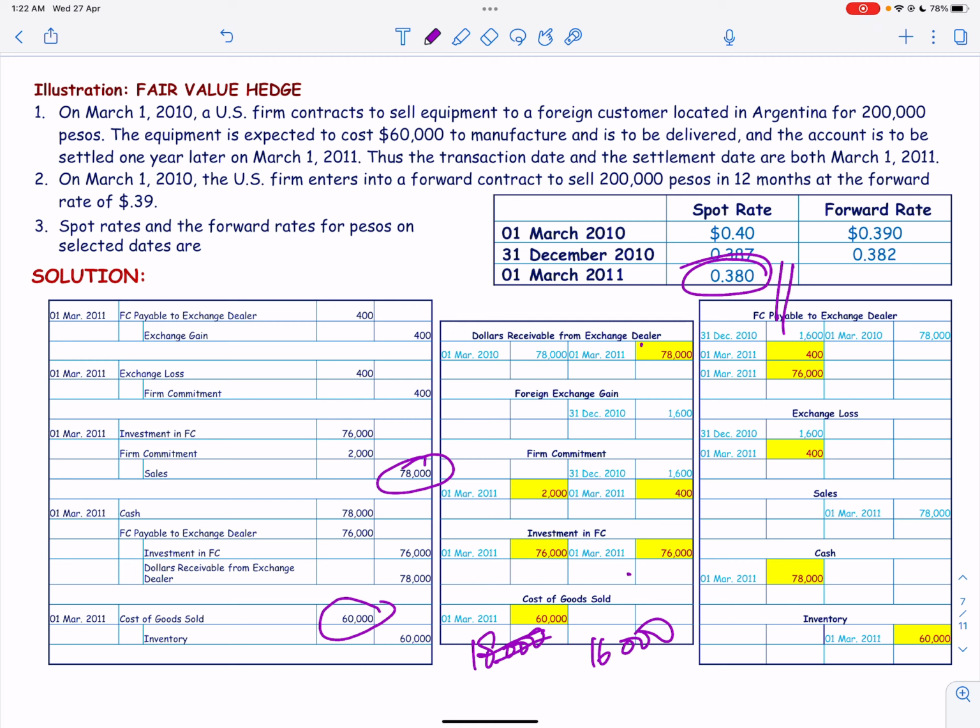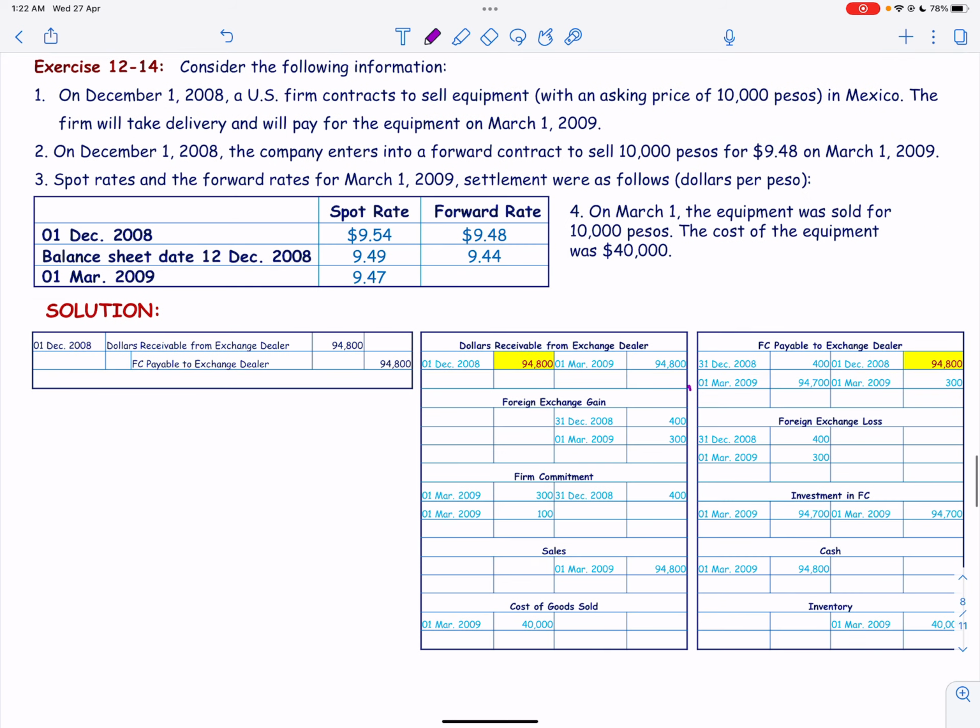Finally, let us solve an exercise on fair value hedge and consider the following information. On December 1, 2008, a US firm contracts to sell equipment with an asking price of 10,000 pesos in Mexico. The firm will take delivery and will pay for the equipment on March 1, 2009. So the commitment is on 1st of December 2008. The transaction takes place on 1st March 2009.